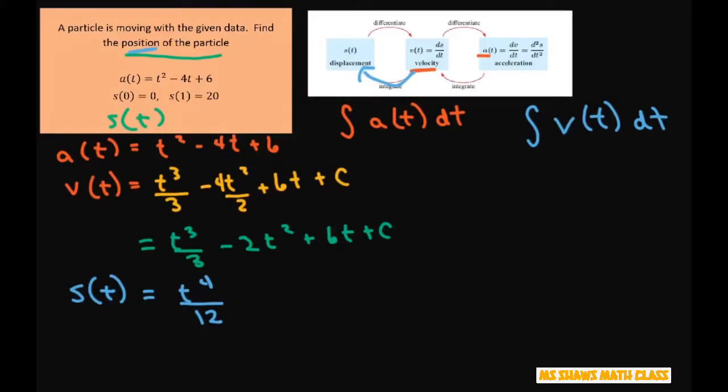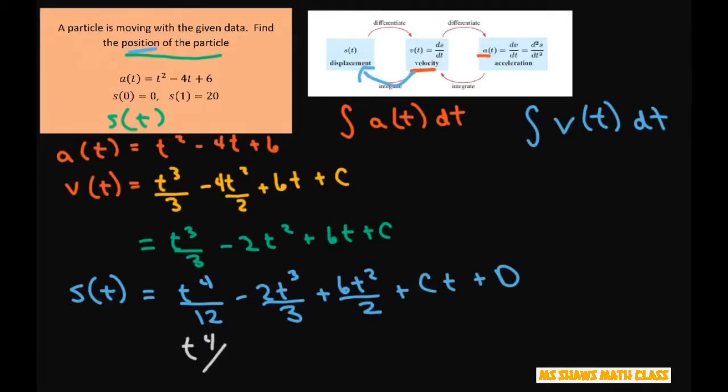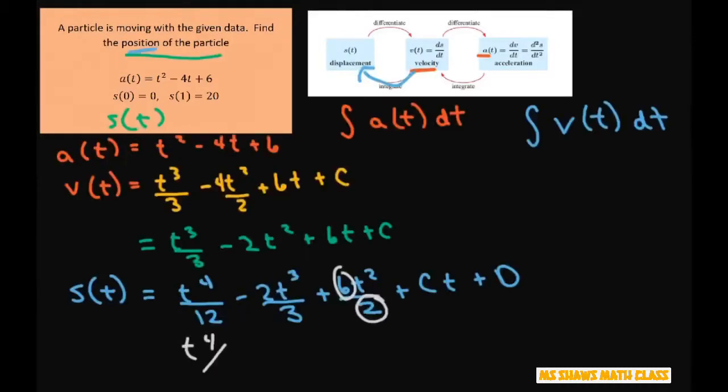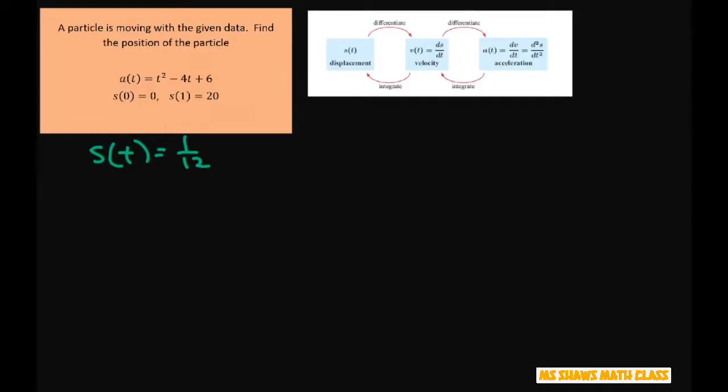And then minus 2t cubed divided by 3, plus 6t squared divided by 2, plus ct plus d. Simplifying that further, the only simplification is that 6 divided by 2 is 3. So I'm going to write out s of t on the next slide. s of t is going to be 1/12 t to the 4th minus 2/3 t cubed plus 3t squared plus ct plus d.